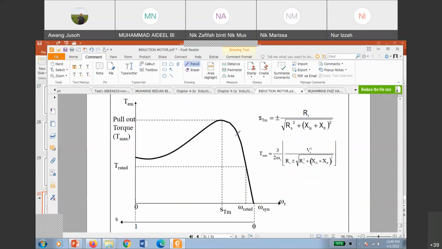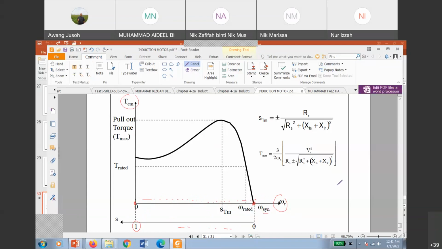It's different, it's not like a DC motor. The torque speed profile of a DC motor is totally different from this one. This is torque versus speed. This is zero speed, where slip equals 1. When the speed increases from 0 to somewhere here, the slip goes to 0 whenever the rotor speed equals omega s. So whenever the rotor speed equals the synchronous speed, the slip equals 0.